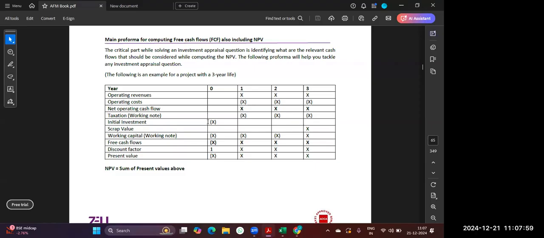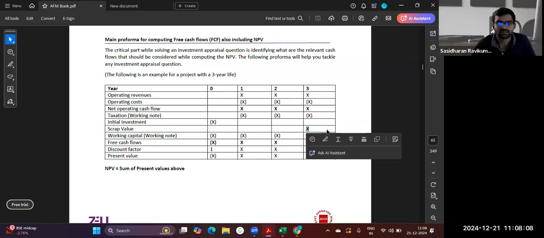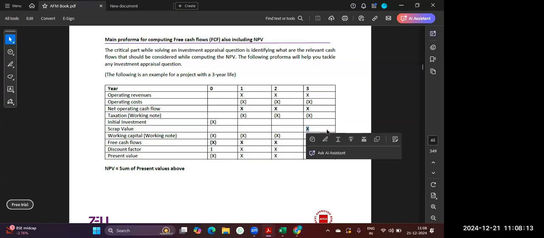Then we have our scrap value. Why do you think the scrap value is in the last year? Because it is sold at the year end. What is scrap value? Residual value. Scrap value is of a non-current asset, the machinery that you sell when it is no longer in use. Correct? When will your asset be no longer in use? When you stop the operations. You stop the operations in the last year of business. Correct?